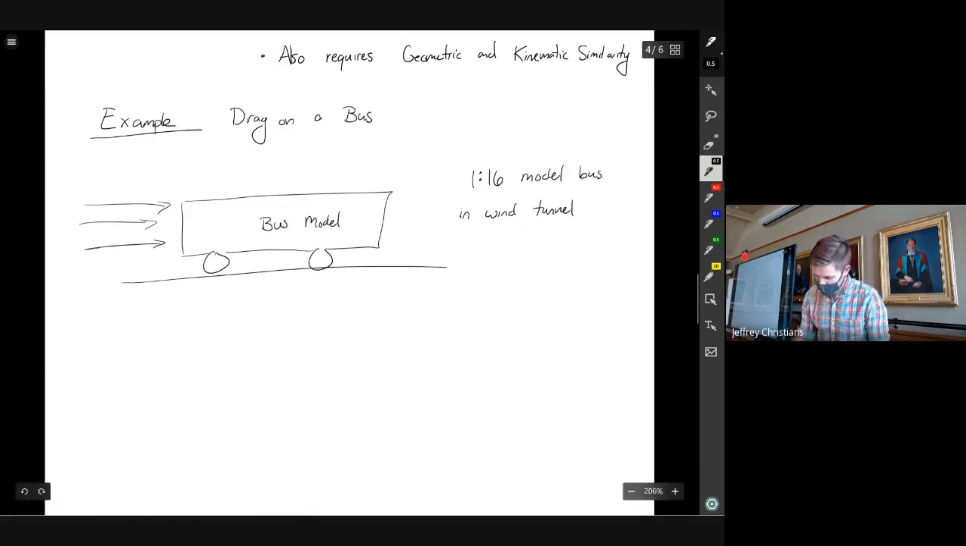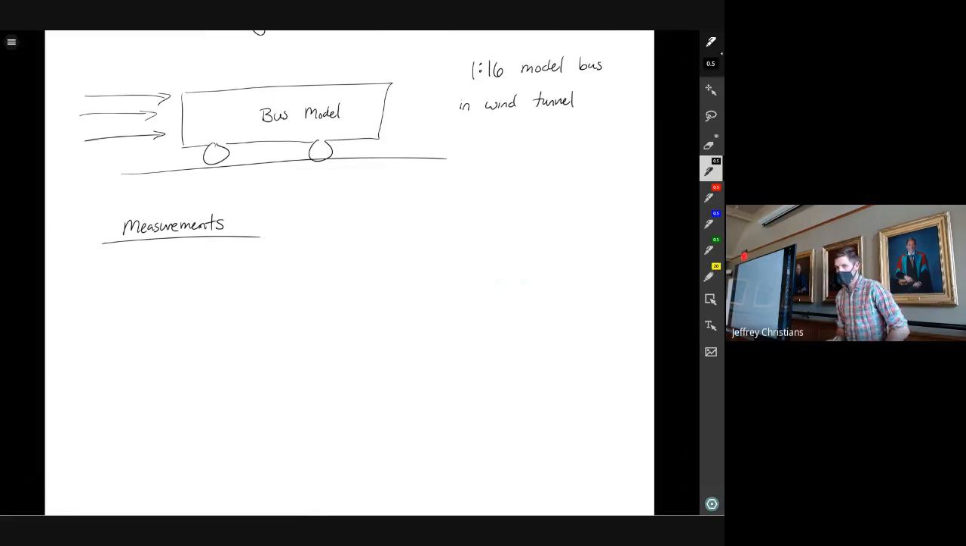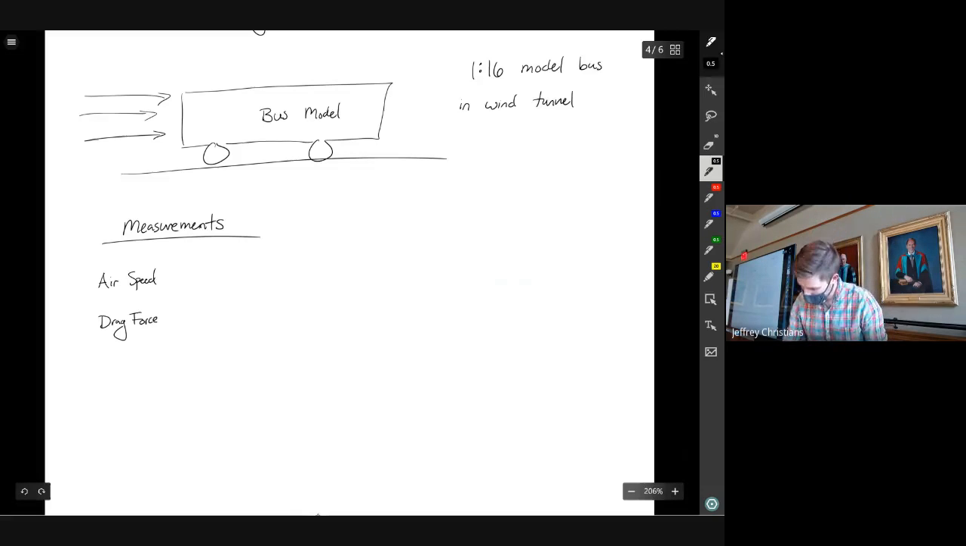So we have experimental measurements that we were able to take. We put our bus inside of a wind tunnel, and we measured two things. We measured the speed of the wind, the airspeed, and we measured the drag on the bus. There's going to be some sort of force meter attached to the bus that measures how hard the wind is pushing against it. So we have airspeed and drag force. These measurements are done on the model. We haven't scaled this up to our full-size bus yet.